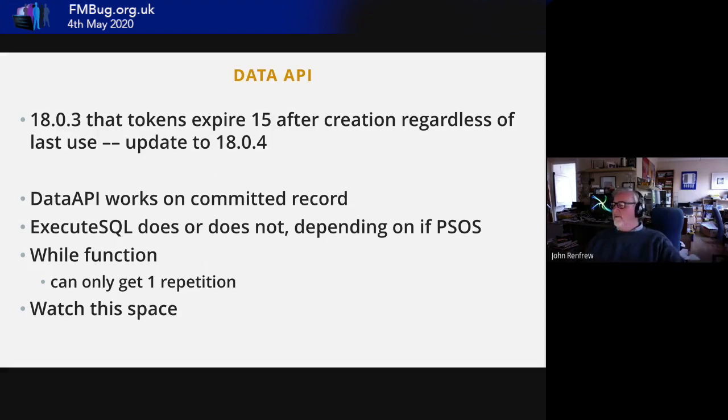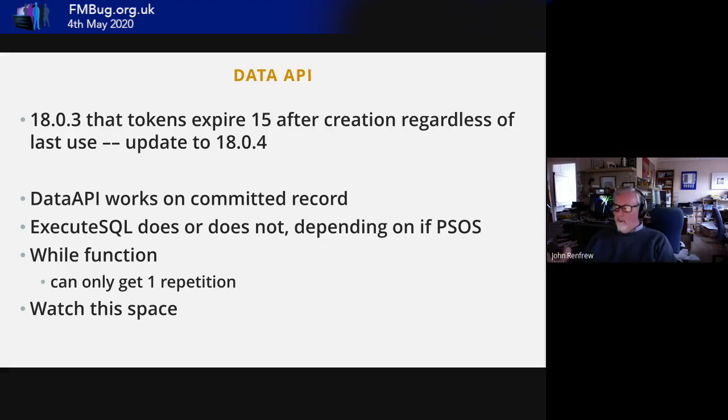Another little quick thing for you to think about on your own. The data API works on the committed record. It works on the server on the committed record. Execute SQL is a way of querying the record. If you're in a current record and it's not in a saved state and you're in a field, it will give you back the current uncommitted state. If you do it locally, that will give you the committed state if you run it on server.